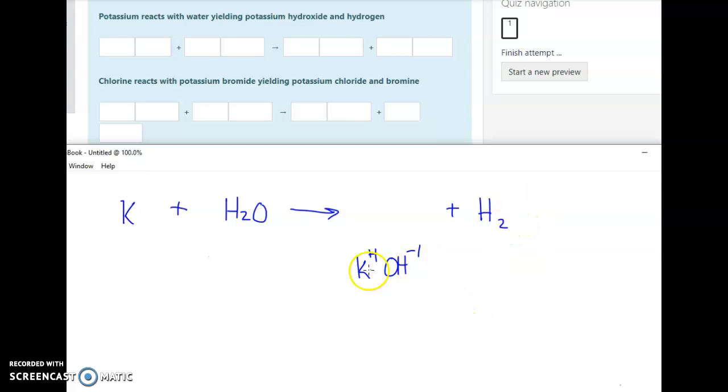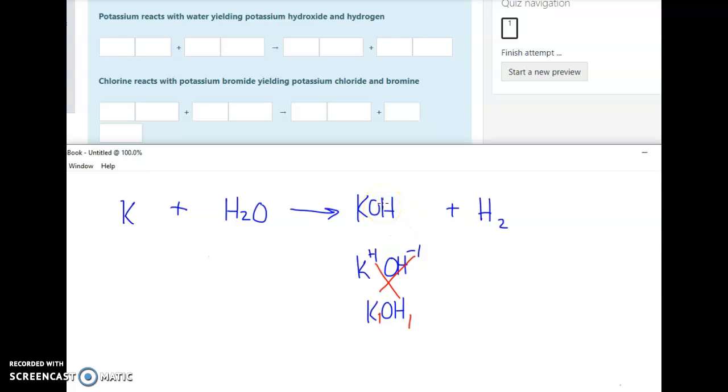H2. Now for potassium hydroxide, we have to crisscross it. When you have a compound, you have to crisscross it. So we're going to rewrite them together, KOH, and crisscross your charges. That's a 1 and that's a 1, which we do not have to write in our final answer. You should not write the 1s in your final answer here because the computer will not accept it. So what you're going to put is just KOH.